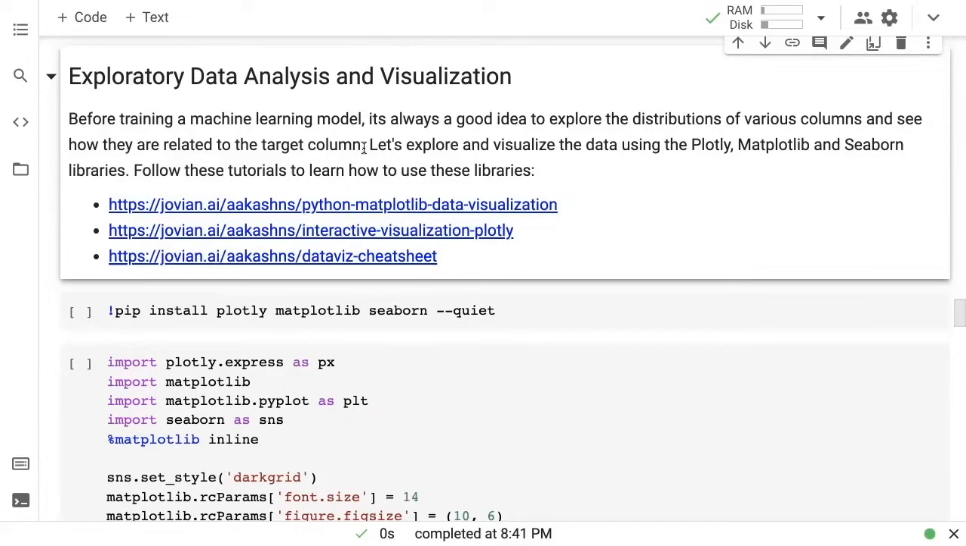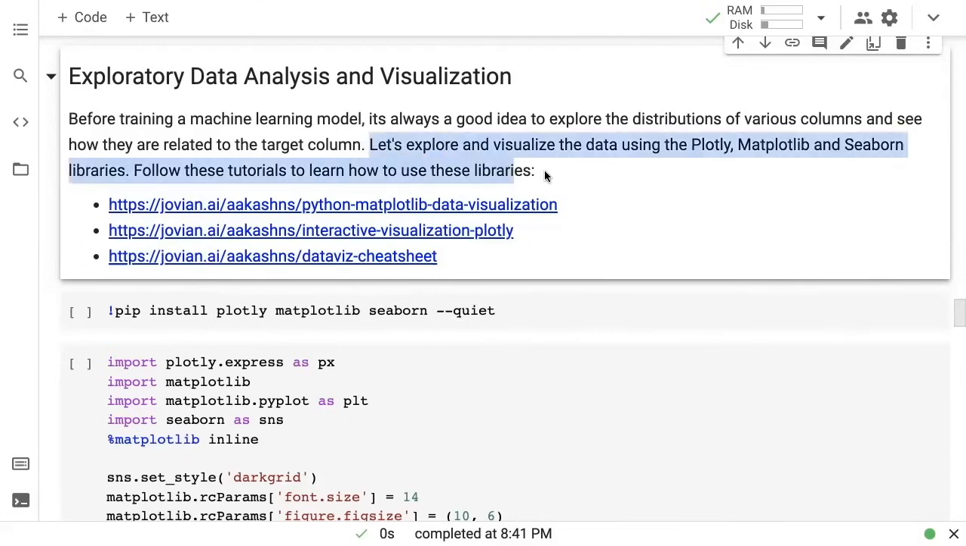explore the distributions of the various columns and see how they are related to the target column. And they will often give you a lot of interesting insights about the data. They will give you ideas for whether you need to transform certain features, whether maybe there is some invalid data that you need to fix, whether you can combine multiple features to create new features, whether you can maybe do a logarithm of a certain feature to get a better correlation, etc., etc. There are many ideas that you will get as you explore the data.